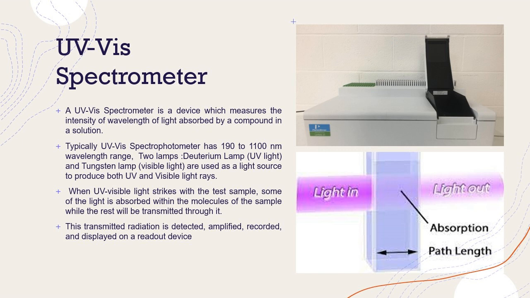When UV visible light strikes the test sample, some of the light is absorbed within the molecules of the sample while the rest is transmitted through it. This transmitted radiation is detected, amplified, recorded, and displayed on a readout device.